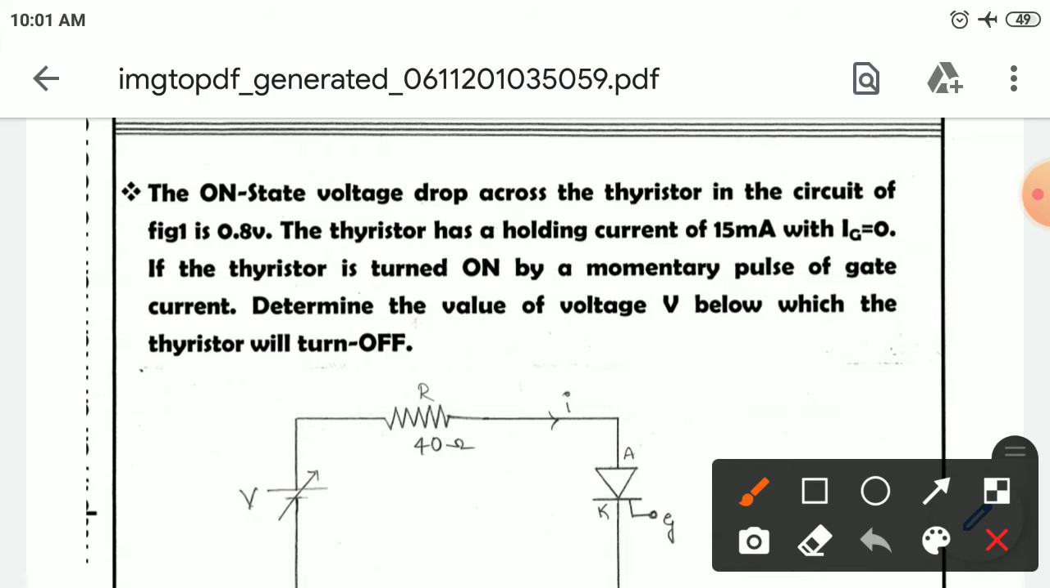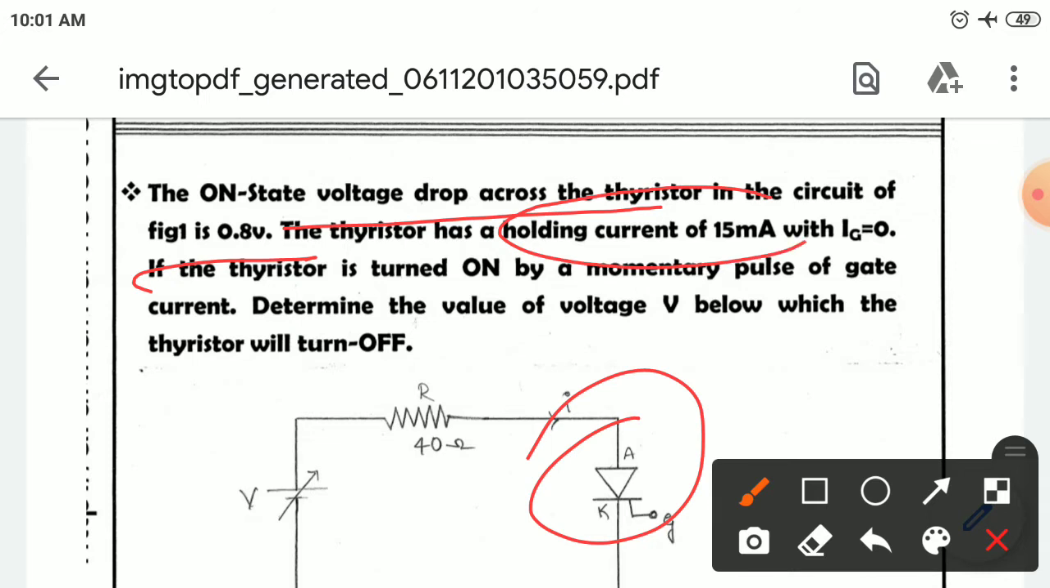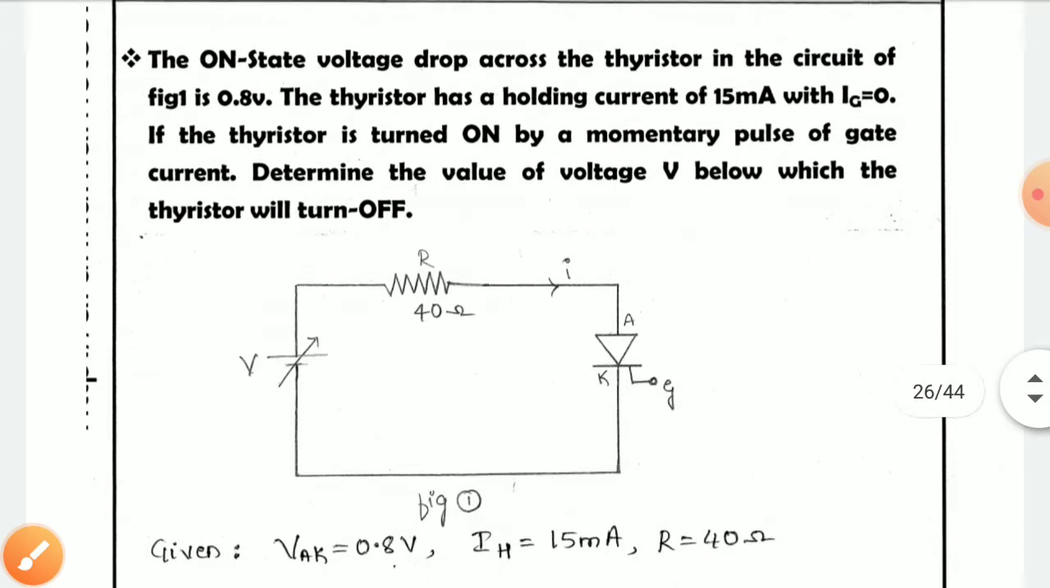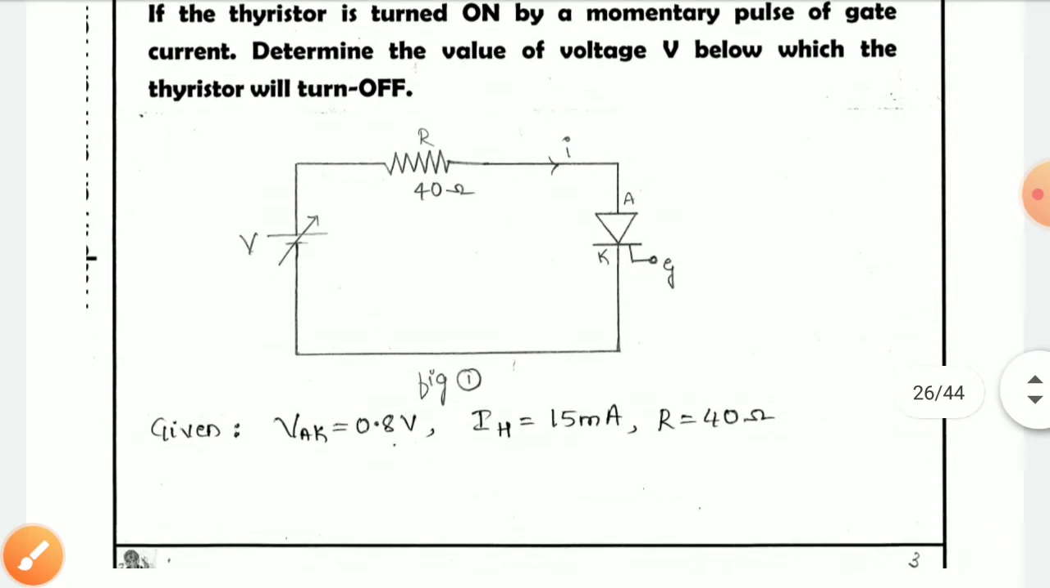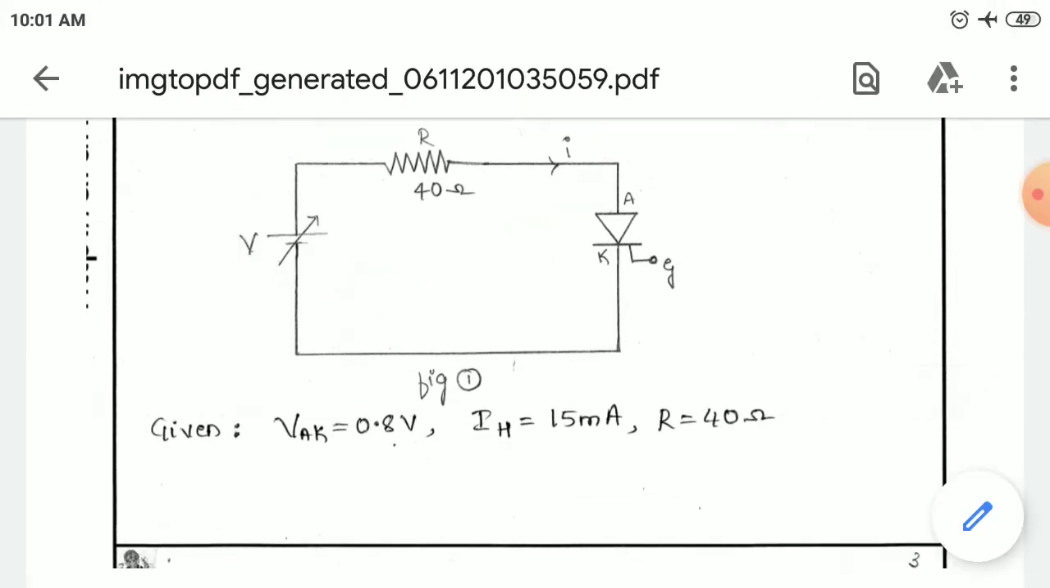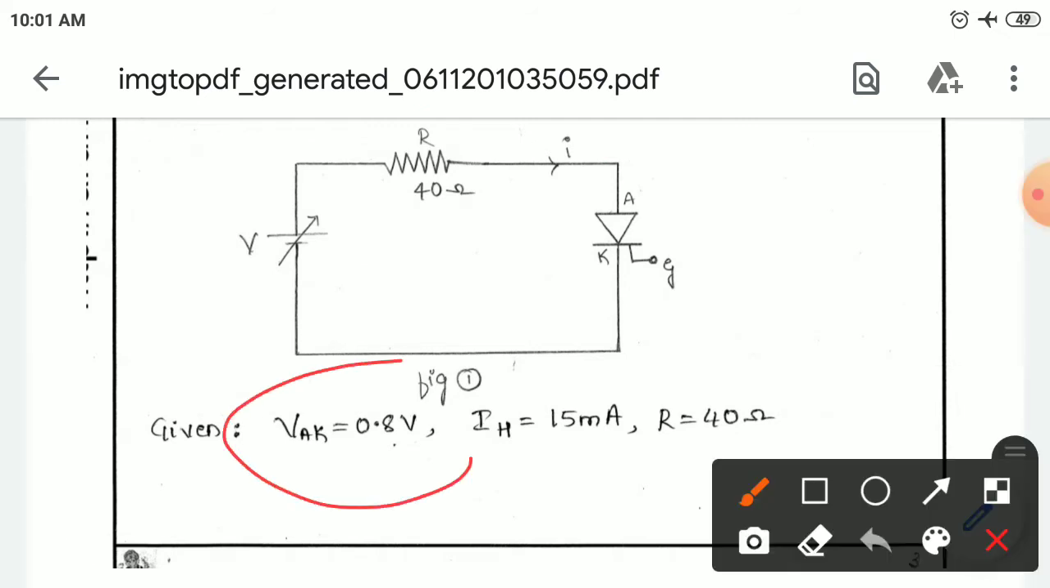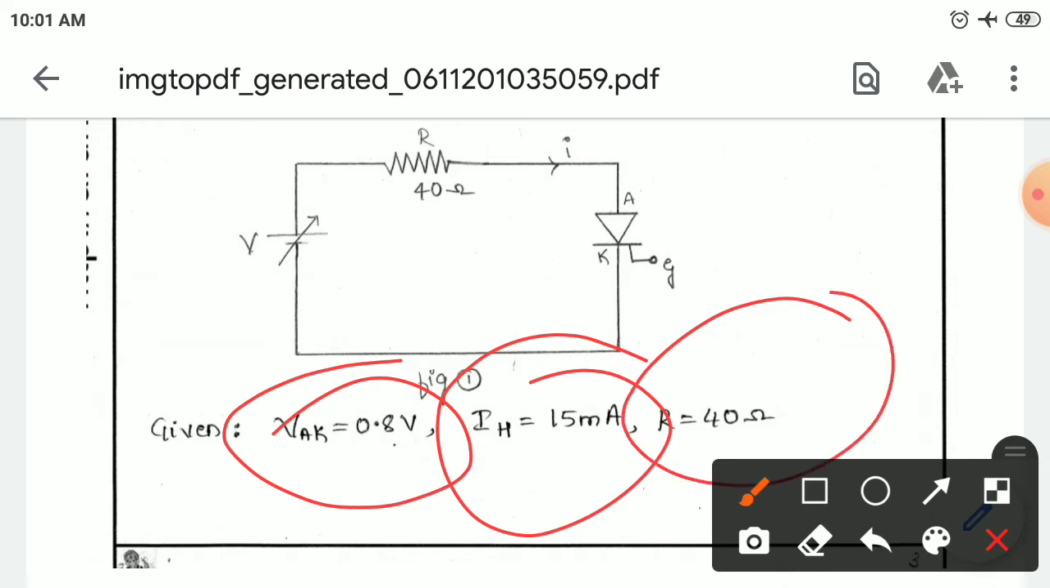So you have to find out the V value below which the thyristor will be off. What have they given? They have given the voltage drop across the thyristor, then the holding current value IH. Ig is 0. They have asked you to calculate the voltage at which the thyristor will be off. The R value is 40 ohm. So VAK is 0.8, IH, that is the holding current, is 15 milliamps, and R is 40 ohm.